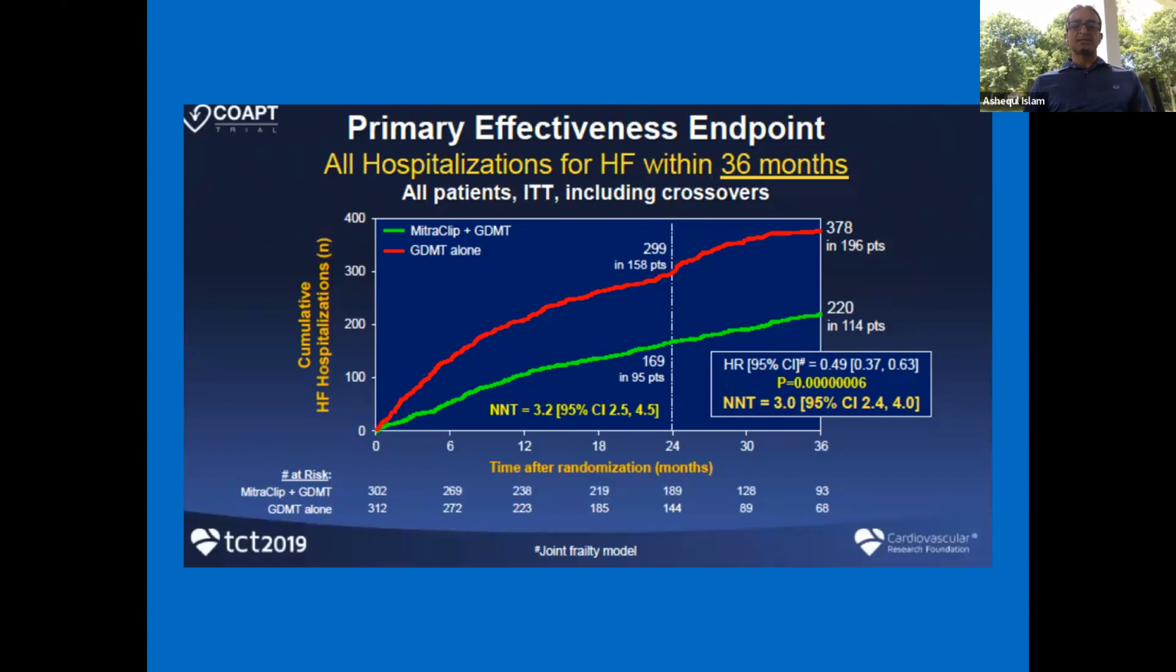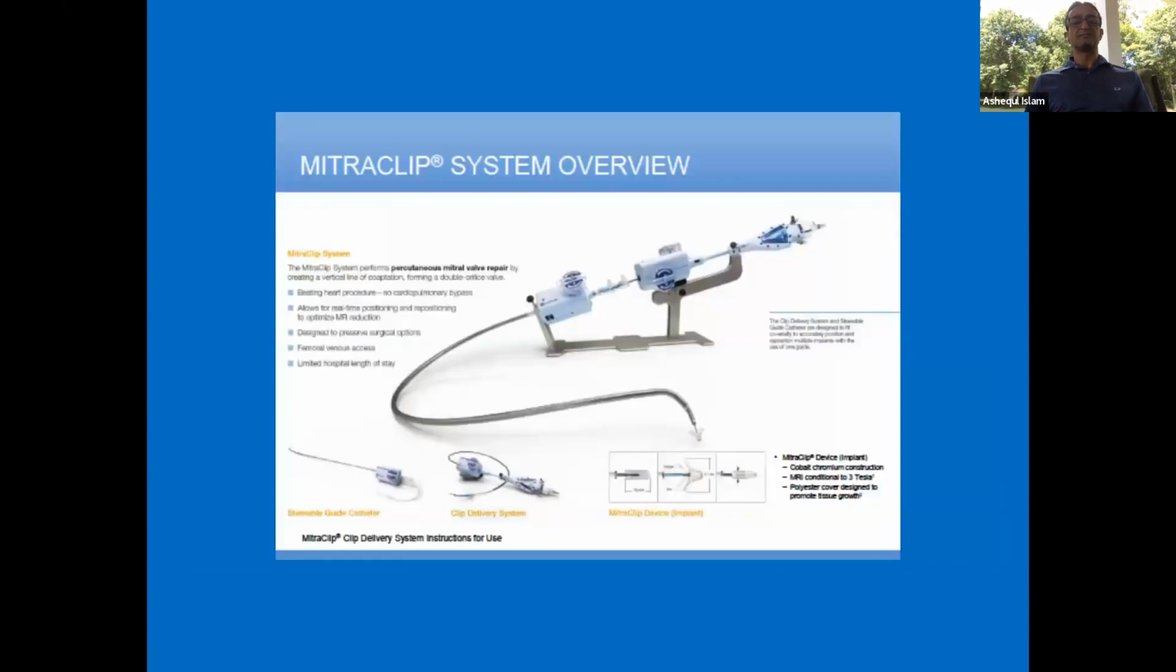So that's just a Kaplan-Meier presentation of the same concept. You see the number needed to treat to reduce all hospitalizations in this trial was only 3. This is pretty remarkable. You don't see this kind of huge effect of any treatment in heart failure patients these days. Number needed to treat is only 3. Much better than, in this regard, even TAVR.